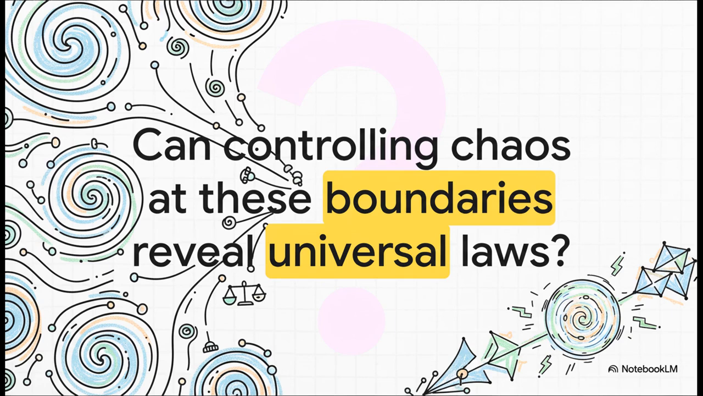And that leaves us with this one really fascinating final thought. This entire investigation has zeroed in on the boundaries, on the edges, as the real source of the problem. So the question now becomes, if we can finally understand and control the geometry of chaos right at these critical tipping points, could we be on the verge of discovering universal laws that govern not just this one system, but all complex systems? The quest definitely continues.